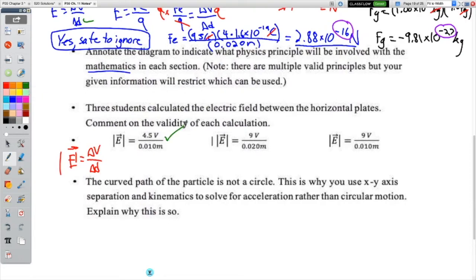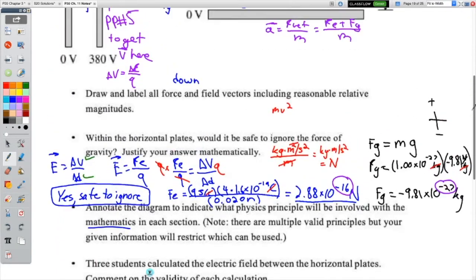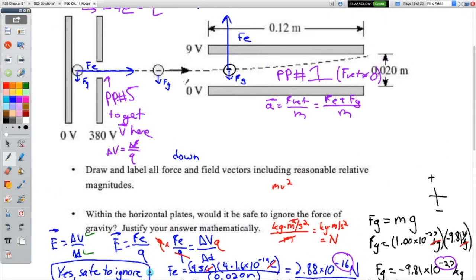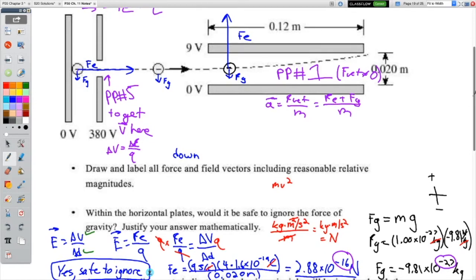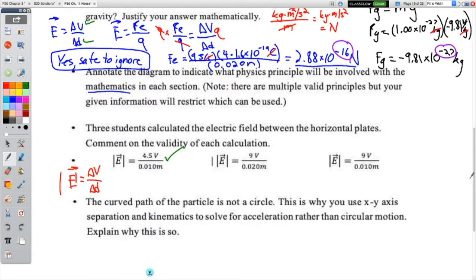Let's look at the next one. They did 9 volts and 0.02 meters. So again, up to the picture, 9 volts, that's the entire voltage. So they are talking about the entire potential difference between these two plates. And then they use 0.02 meters. So they use the entire distance. So is that okay? Are they allowed to do that? Do those match? Right? And since they use the full voltage and the full distance separating the plates, yes, that's absolutely fine.